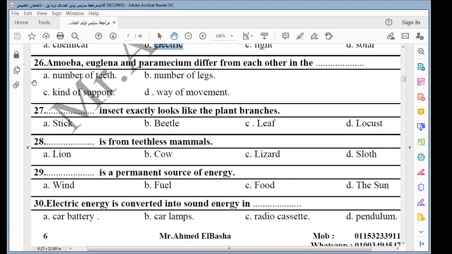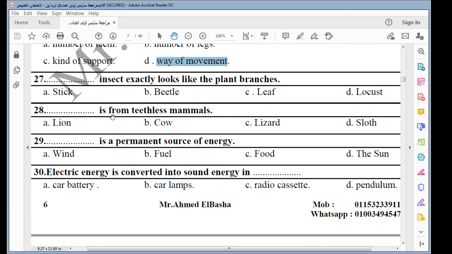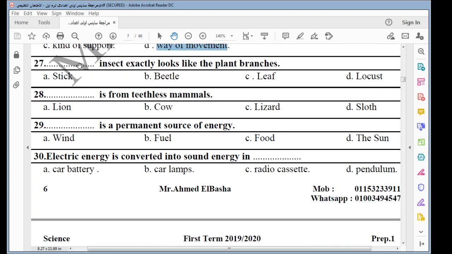26 amoeba, Euglena and Paramecium differ from each other in the A. طبعا way of movement. تمام. 27 space insect exactly looks like the plant branches. اللي هي ايه؟ stick insect.